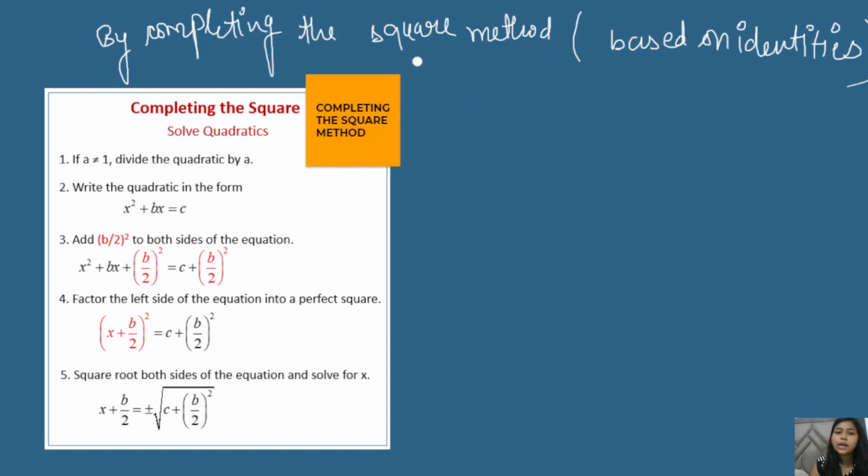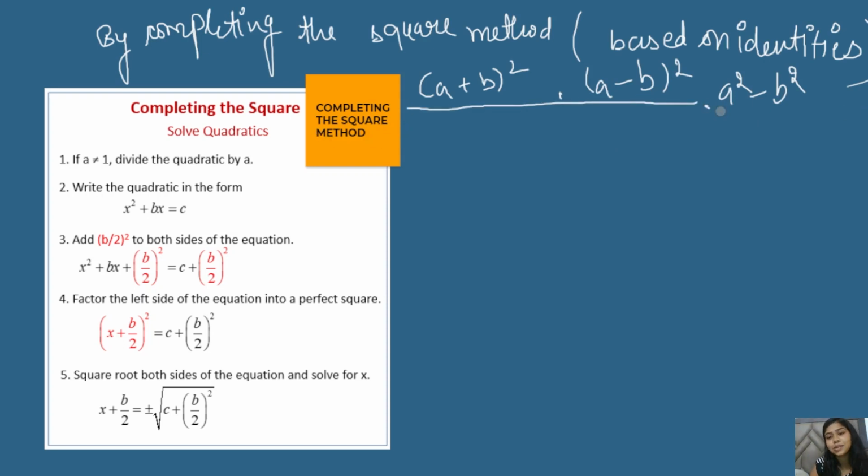So identities, I told you something about (a plus b) whole square. These are the very normal identities, and everyone should know their formulas, right? These are very important identities. They are not going to leave you in any situation. These identities will be with you as long as maths is there. So I hope you people will pay attention, right?